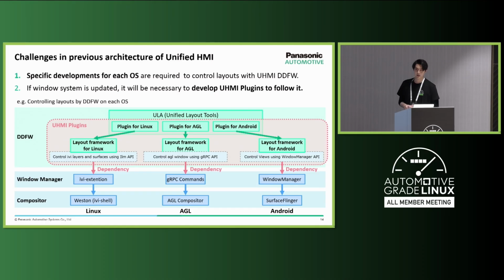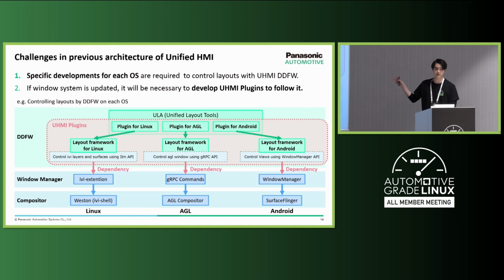In summary, there are two challenges in the previous architecture of unified HMI. The first challenge is that specific development for each operating system is required to control layouts with unified HMI DDFW. Please watch the diagram below. There are three operating systems, Linux, AGL, and Android, and there are some plugins for each operating system.